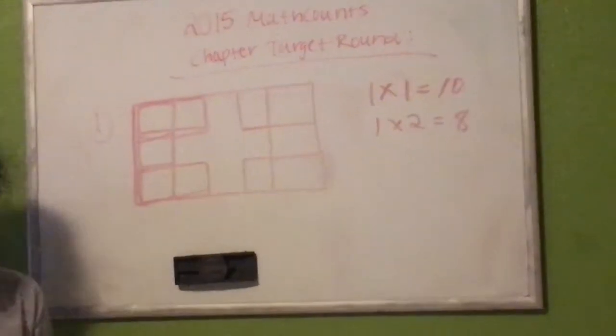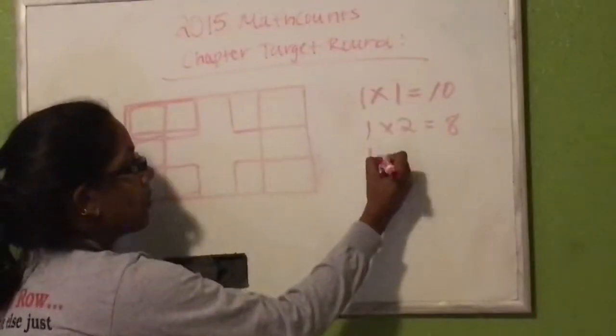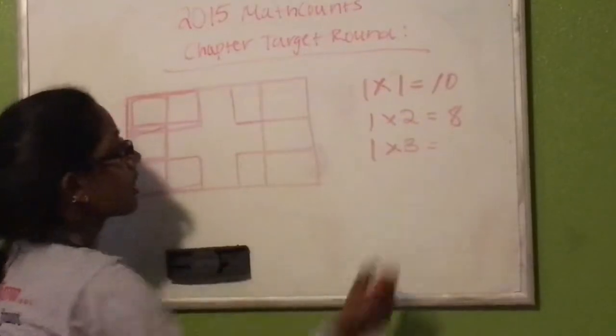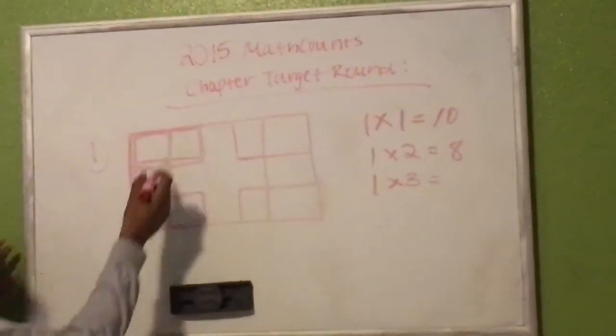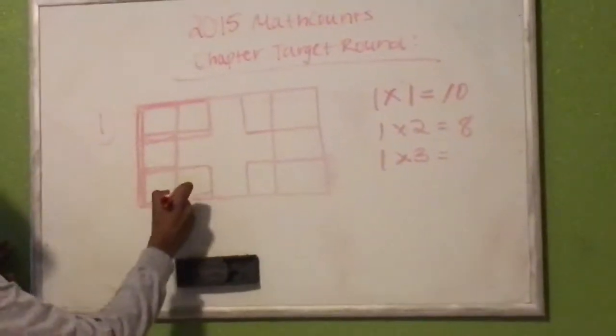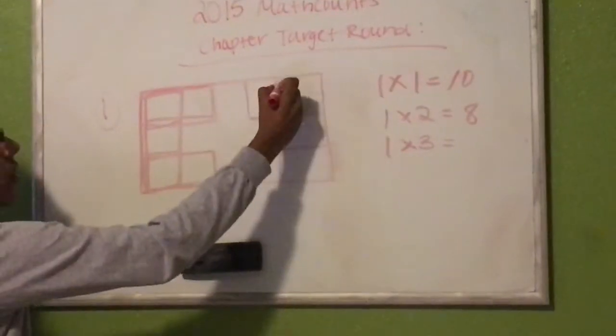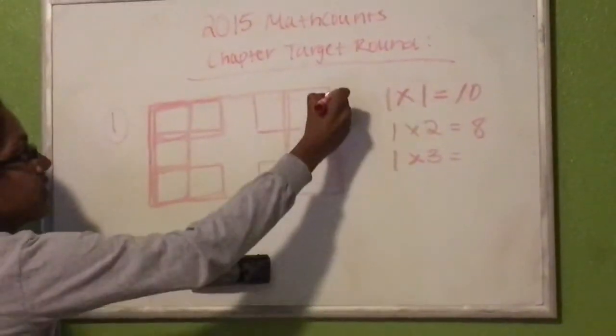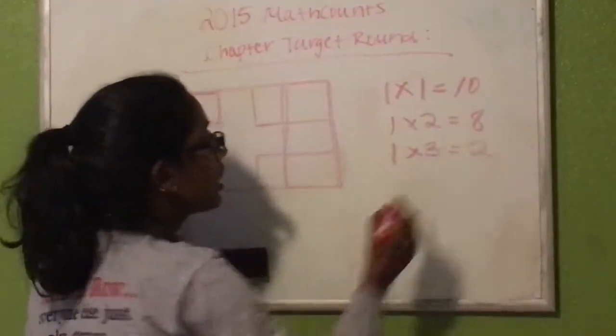The next size available is a 1 by 3. So 1 by 3, we only have 2 of those, which are these rectangles that we have on the end. So that gives us 2.